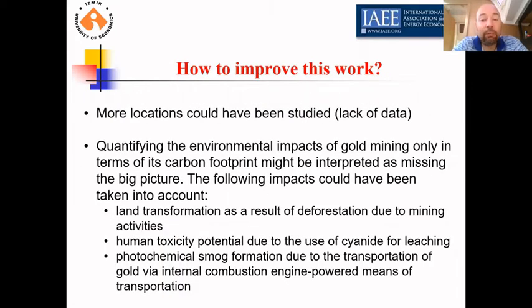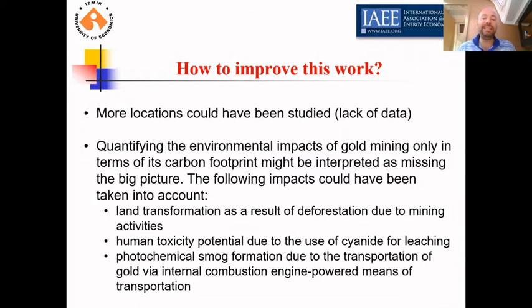So the last thing that I would like to say before finishing the presentation is what can be done to improve this work? First of all, obviously we could study more locations, but I think four locations were enough to give you a general idea about how sensitive Bitcoin production is. The carbon footprint of Bitcoin production is sensitive to the location. So the actual improvement can come by making the comparison not only in terms of the carbon footprint, but rather in terms of a more generally defined environmental footprint.